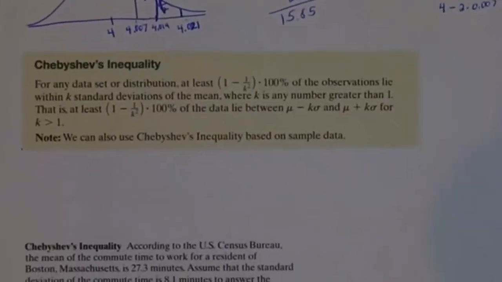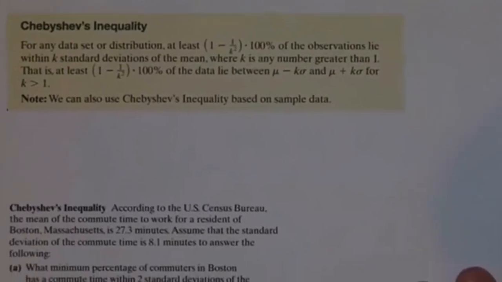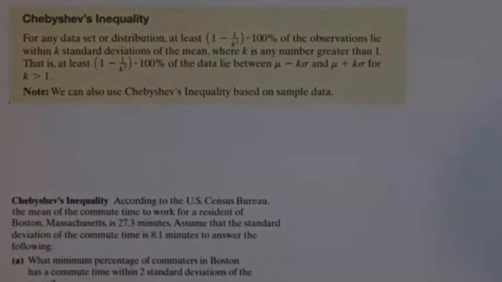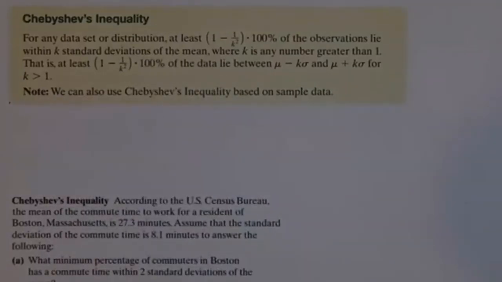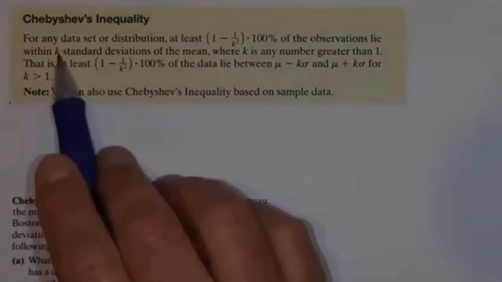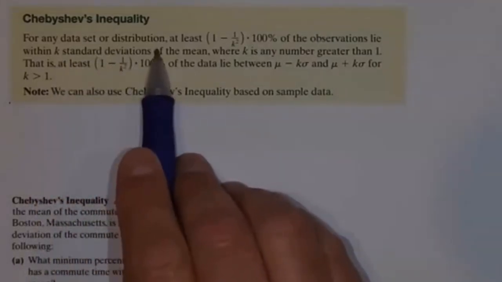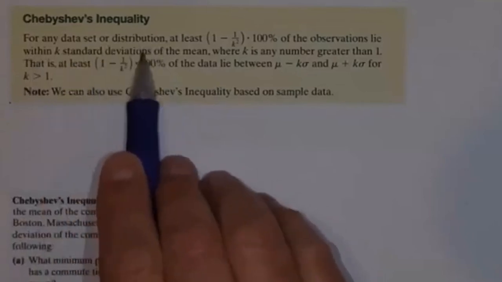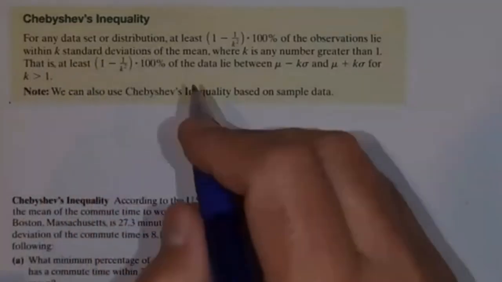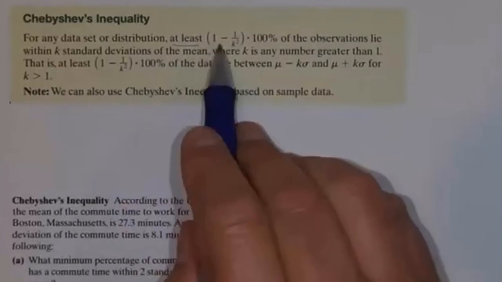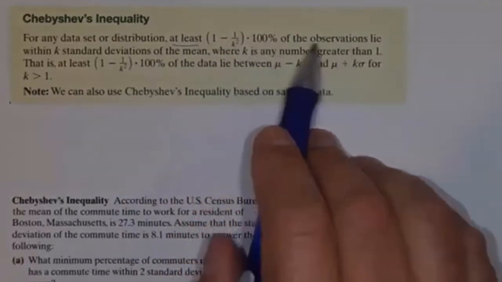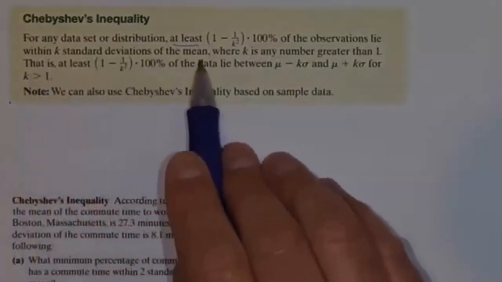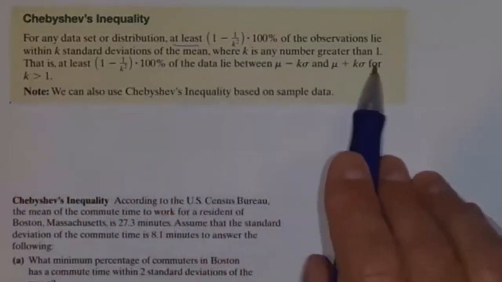So the empirical rule only works when we have a distribution that's bell-shaped. So what if the distribution's not bell-shaped? Well, then comes in Chebyshev's inequality. Chebyshev's inequality says that for any data set or distribution, so in other words, even if it's not a bell-shaped distribution, at least 1 minus 1 over k squared times 100% of observations lie within k standard deviations of the mean, where k is a number greater than 1.